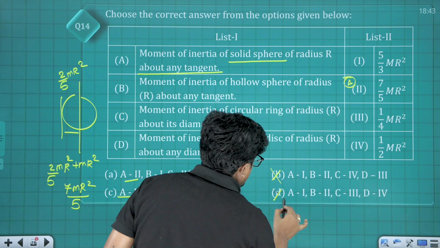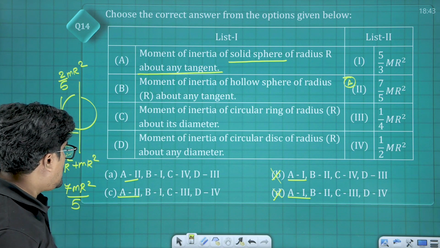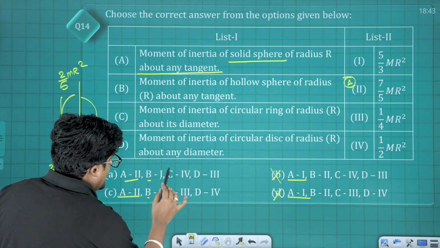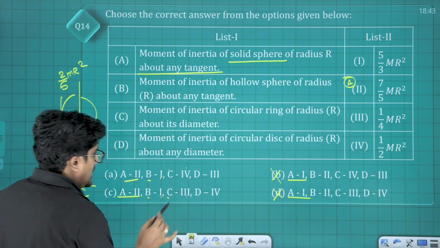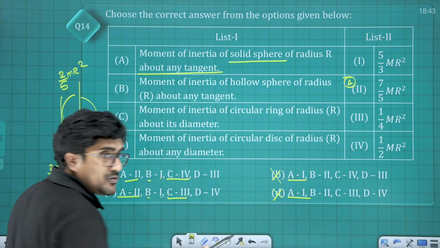These two are not in the list because they say that A is 1. Alright. Now here B1, B1. Here also B1, B1. Here they say C4. Here they say C3. Now let me check the correctness of C here. Alright, I am going to check C.